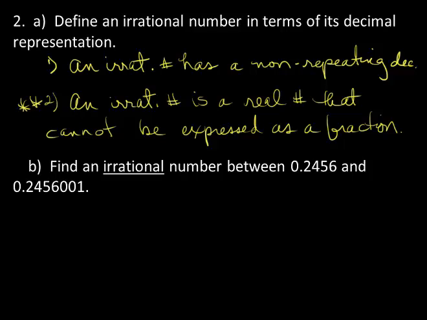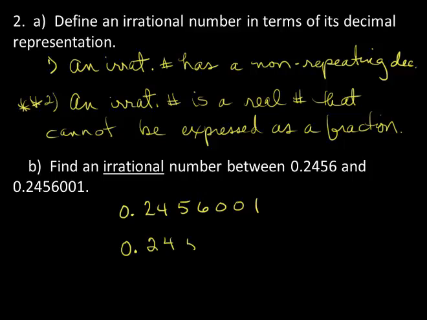B, find an irrational number between 0.2456 and 0.2456001. Well, I'm going to write the larger one on top, 0.2456001, and then leaving a space underneath between. I'm going to write the smaller number underneath it, leaving a space between the two. And I'm really careful to line up the decimal points here and the digits, the place value.